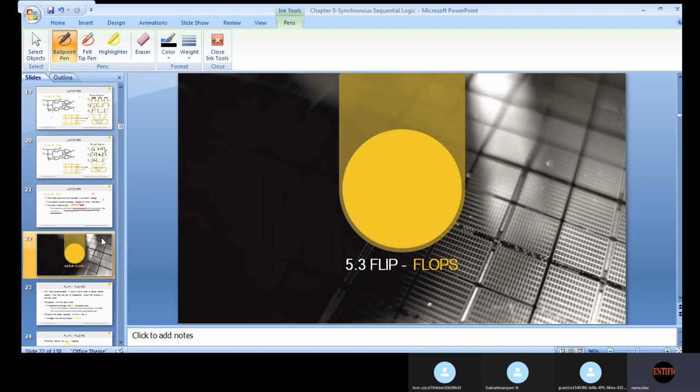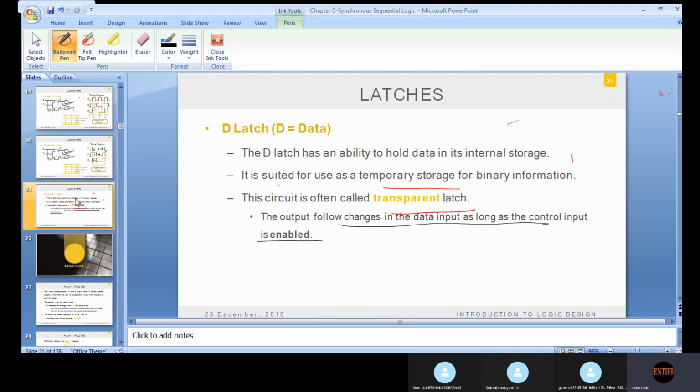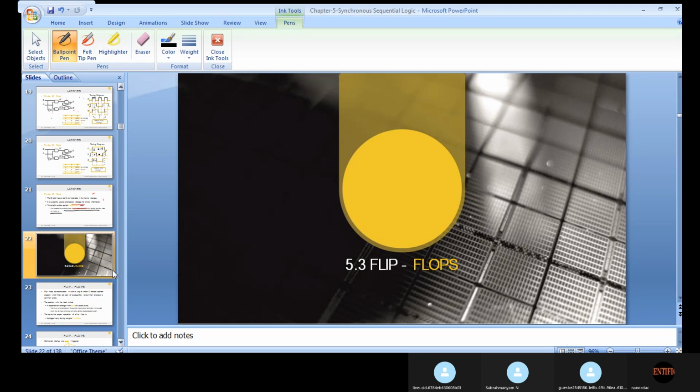Next we will go with flip flops. What do you mean by a flip flop? Before going to the flip flop, somebody tell me 3 points about the latch. Not pinpointing anyone by name. Tell me 3 points about the latch. Are you there or not? Are you listening? Latch can be using any gate. What do you mean by that?